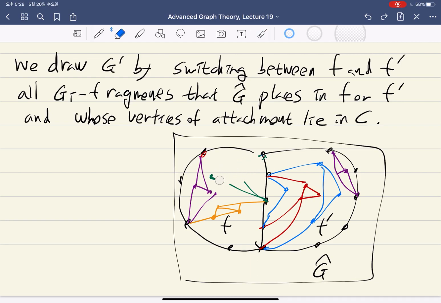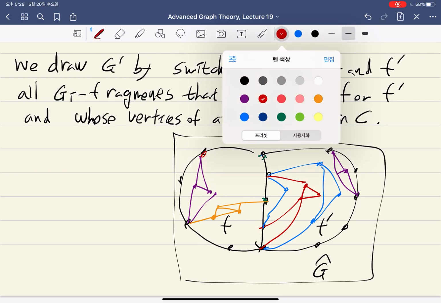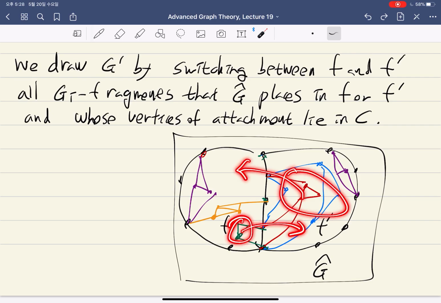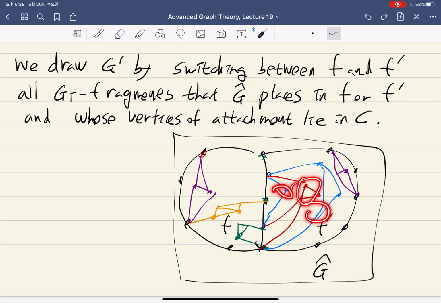Let's change this green thing into here to explain here. So C is this vertex, this vertex, this vertex. So this is C. And this has a vertex of attachment here, and this fragment has a vertex of attachment here, and this has a vertex of attachment here. So what we do is we take this and we move here, and we take this and we move here. All red, blue attachment we embed it here, we reflect, we move it here, and this green we move it here. That's what we do here.